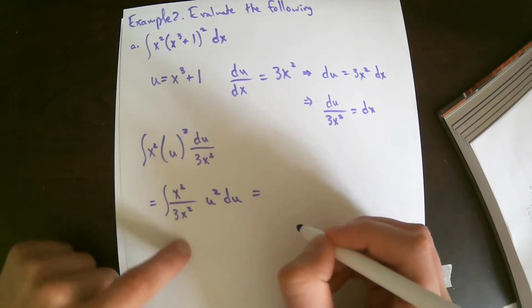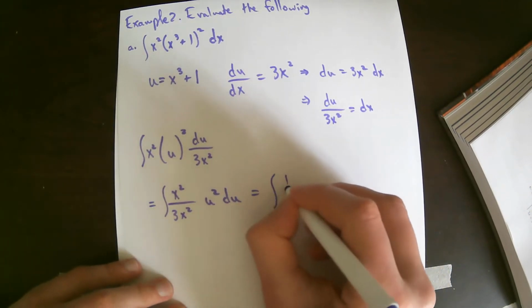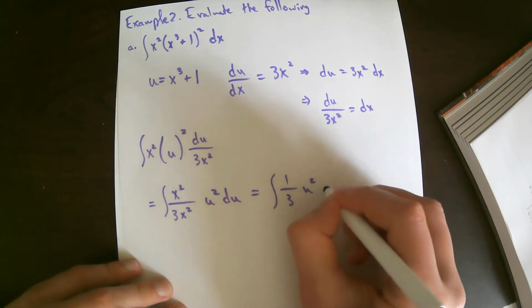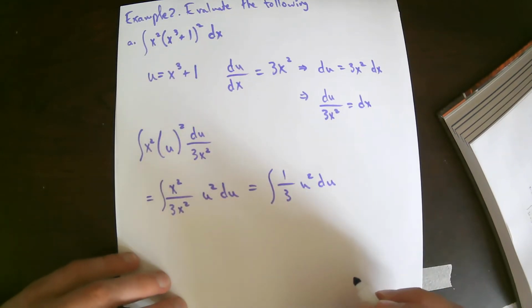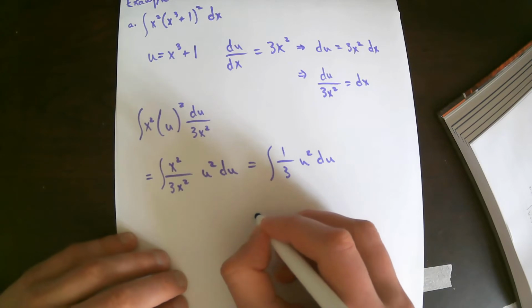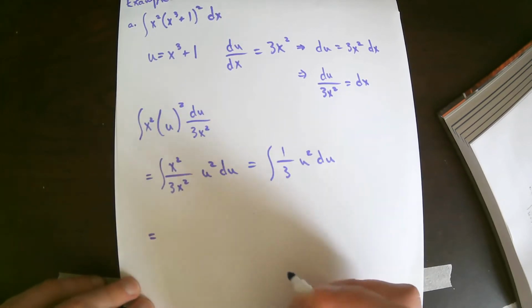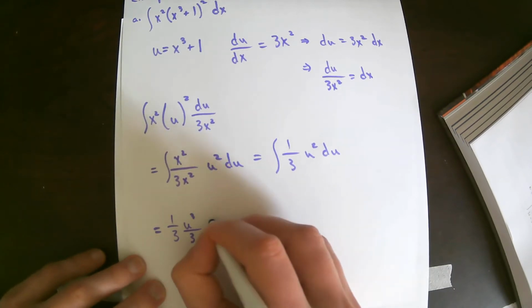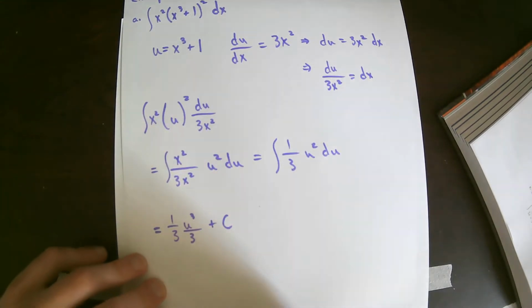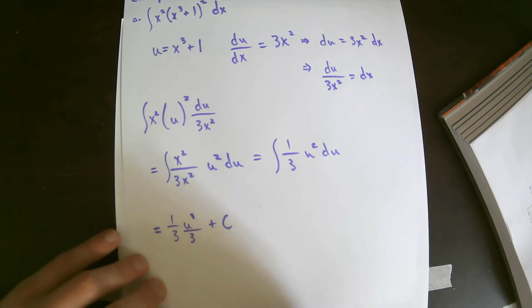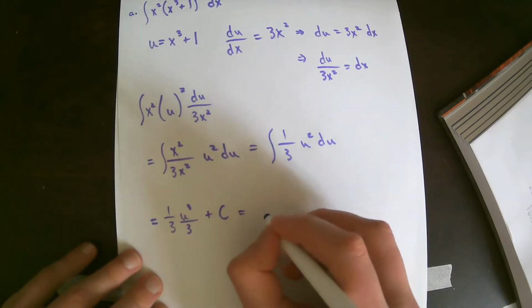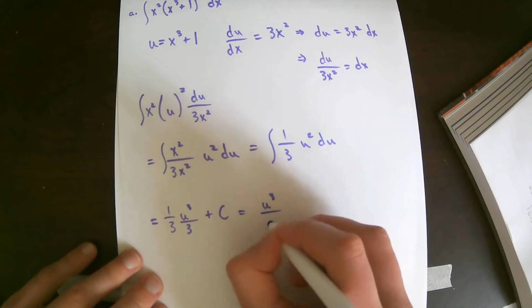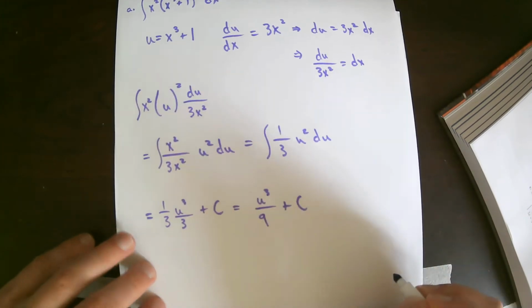And you see how these x squareds will cancel now, and I'm going to be left with 1/3 u squared du. And then now I can just integrate this like normal. I'm going to have 1/3 times u cubed over 3 plus my constant of integration. Okay, that's going to equal u cubed over 9 plus that constant of integration.